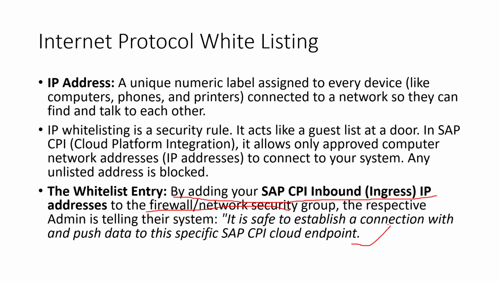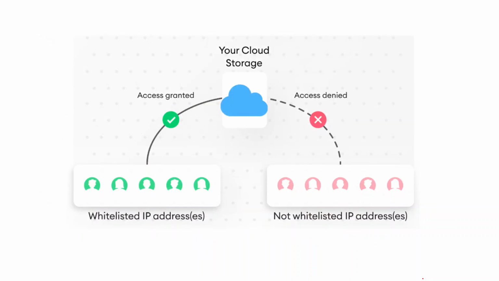So now I hope you understand what an IP address is and what IP whitelisting is. In short, if you don't whitelist your CPI IP address with a vendor that has strict compliances, then you may face connectivity issues with respect to the system. Now you see this diagram, it will be very easy for you to understand.